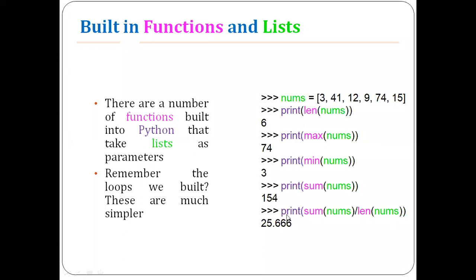And one more thing is that you can combine two built-in functions here. Look at the example here. I have found the sum of the list divided by the total number of elements in the list, that is 6. That is 154 by 6, which is nothing but 25.66, right?